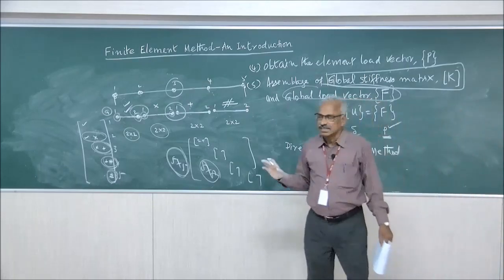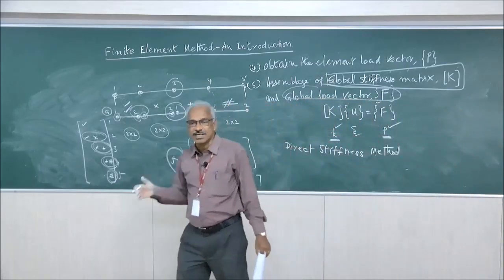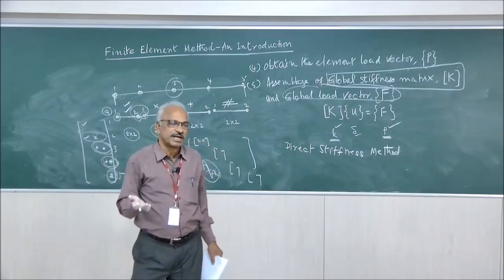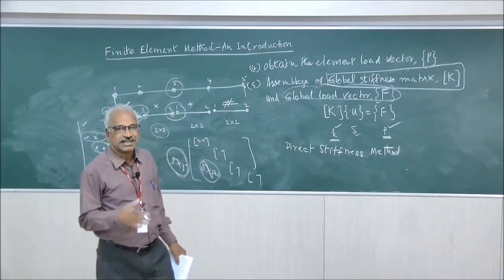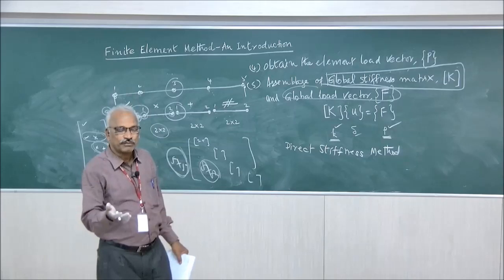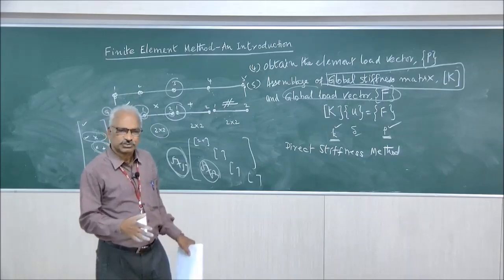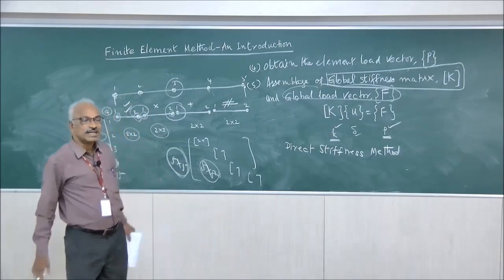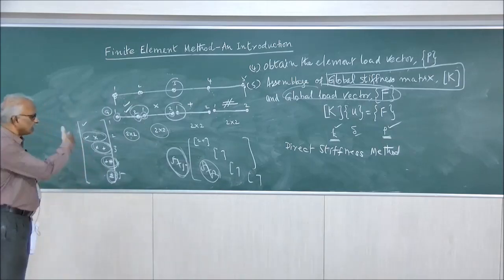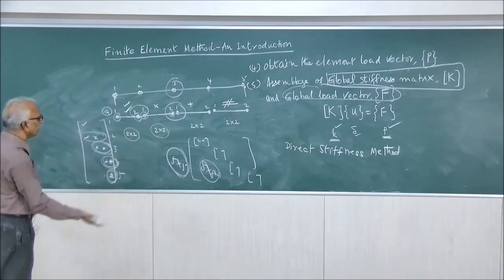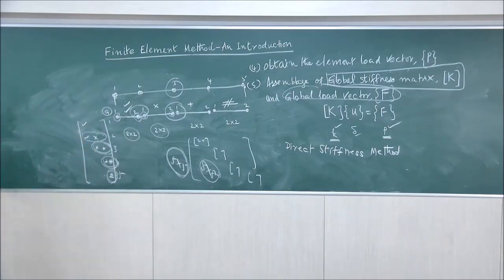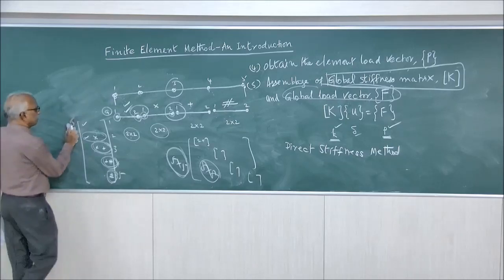That is another important step: assemblage of the global stiffness matrix from the element stiffness matrix, and assemblage of the global load vector from the element load vector. So we follow the direct stiffness method. We will further discuss this later through another example. So that's about the 5th step.